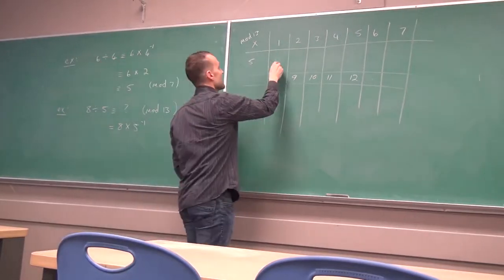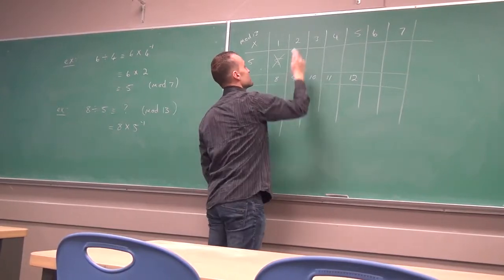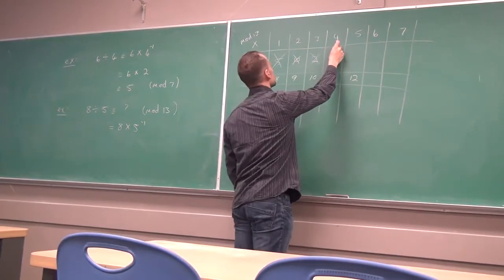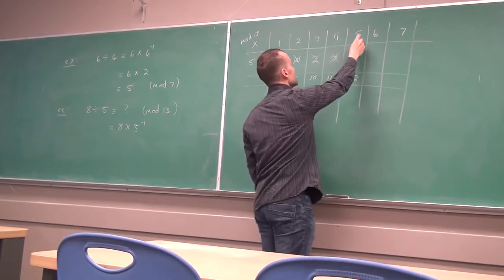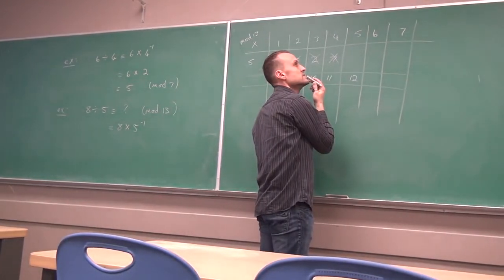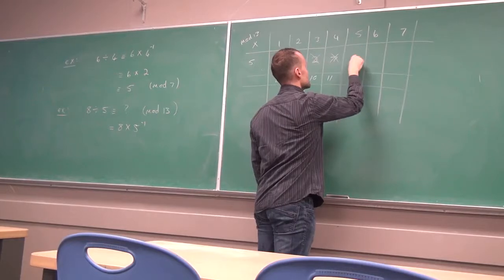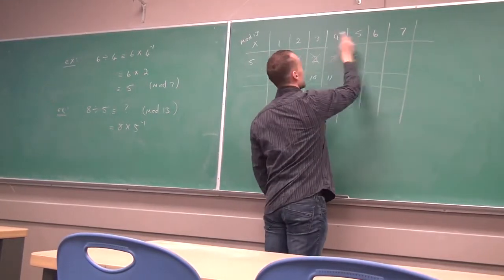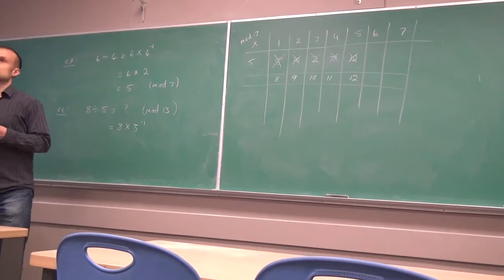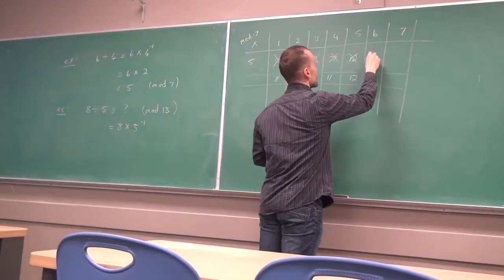So 5 times 1 is 5. 5 times 2, now mod 13, is 10. New. 5 times 3 is 15. That's 2. New. 5 times 4 is 20. That's a 7. 5 times 5, 25, mod 13. I'm not actually thinking, I'm waiting for you. 12. Starting to worry. Am I going to find it? 5 times 6 is 30. 30 mod 13. 4, because I get 26, and I have 4 left.